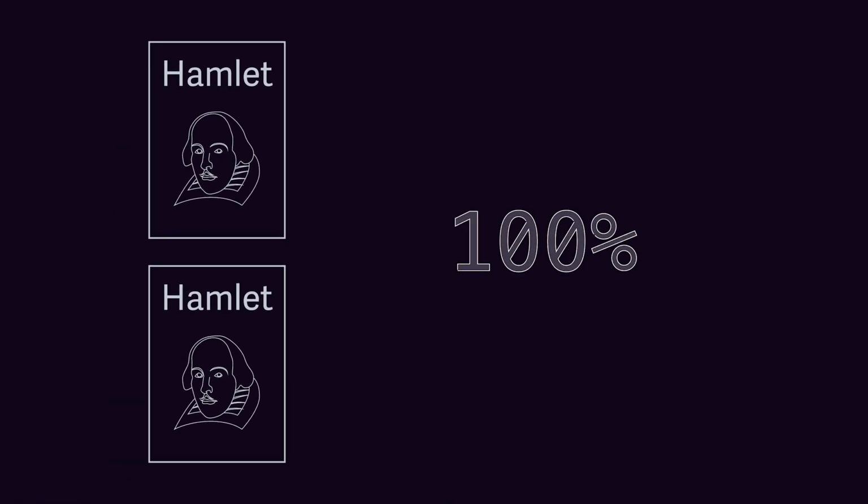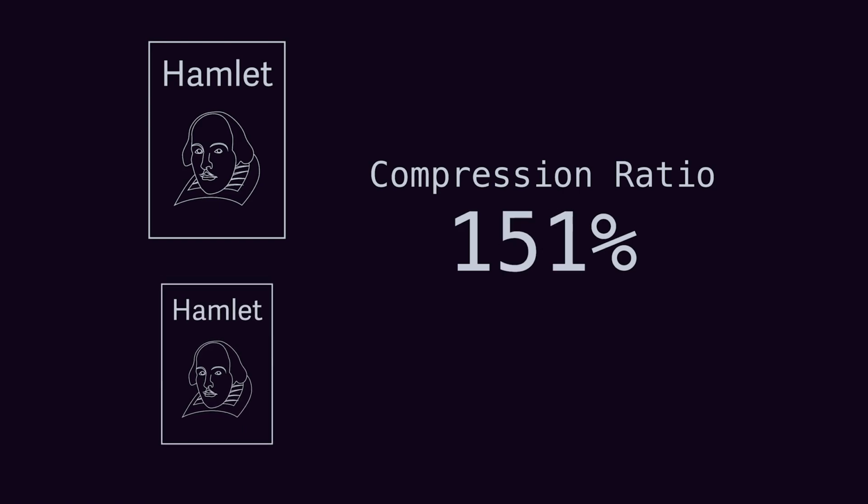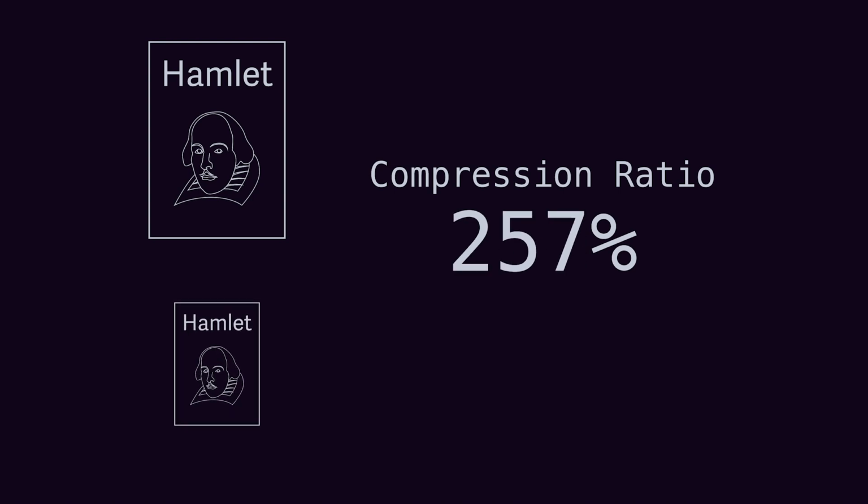Using this method on Shakespeare's Hamlet, the normal book is 133% as long as the compressed book. This number is known as the compression ratio of the book under a compression technique applied. It's a handy measure of how well a compression method performs on a specific input. The higher the compression ratio, the better the performance.